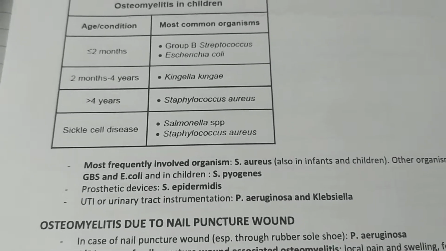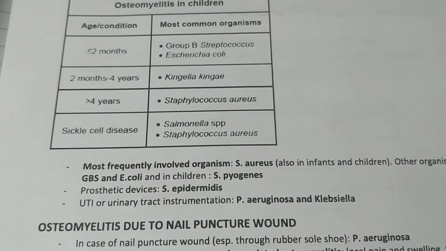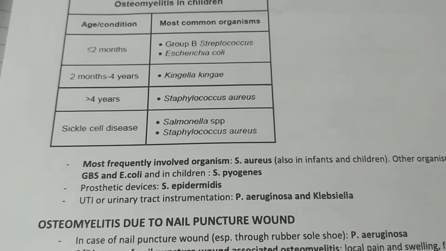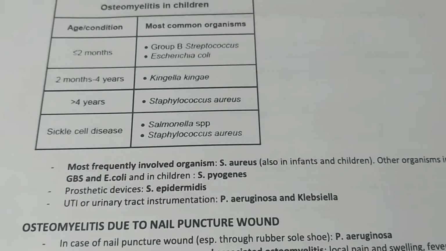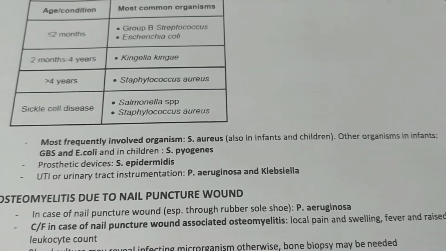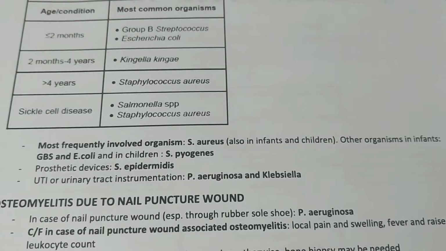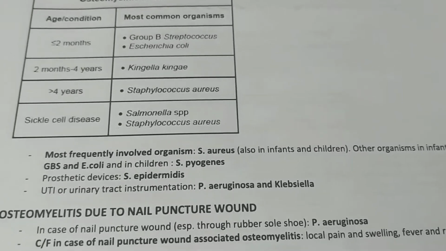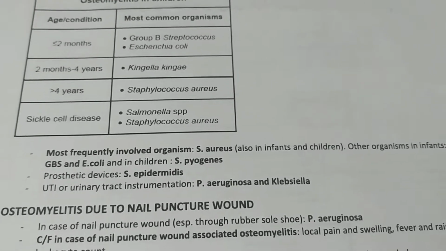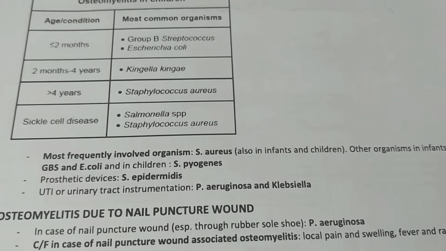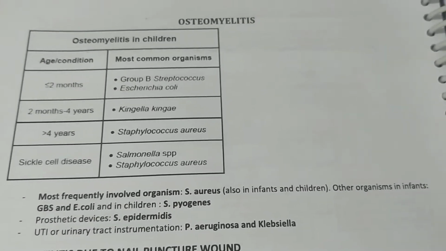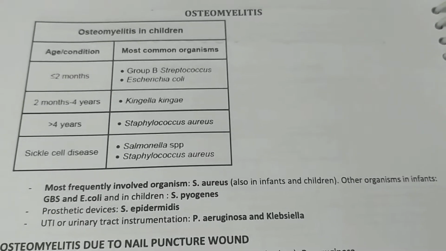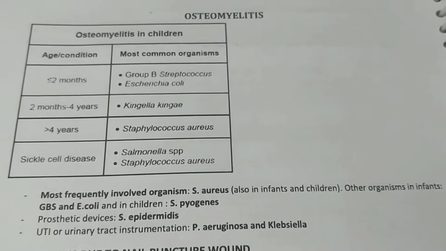In greater than 4 years, as we talked, Staph aureus, and in sickle cell disease, also Staph aureus, but 2 by 3rd of the infection is caused by Salmonella. Now, other organisms in infants are, as we talked about, group B streptococcus, E. coli. In children we can also have Streptococcus pyogenes. In prosthetic devices, Staph epidermidis, and in UTI or urinary tract instrumentation, it's the UTI organisms, that is Klebsiella, or it can be Pseudomonas aeruginosa.